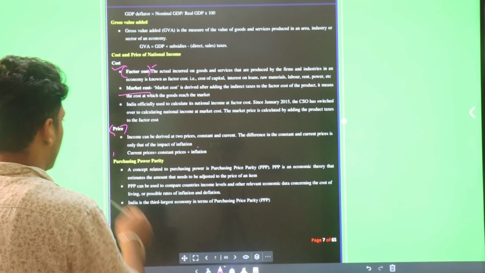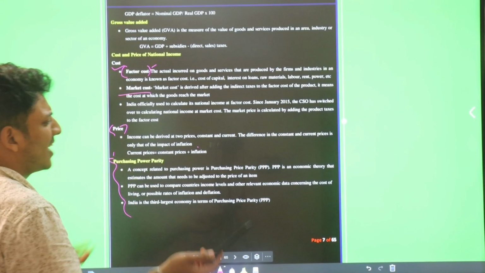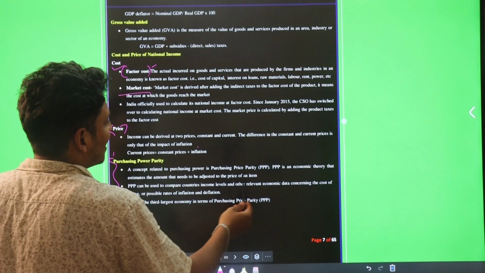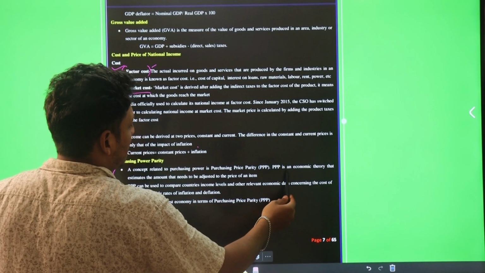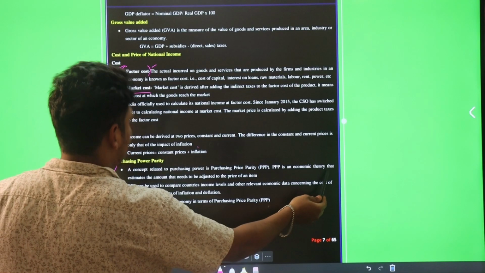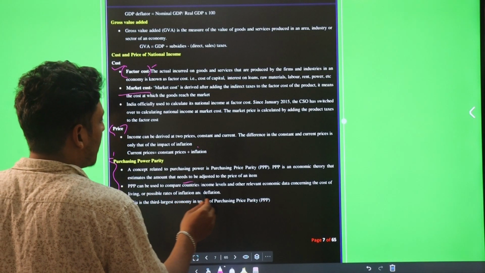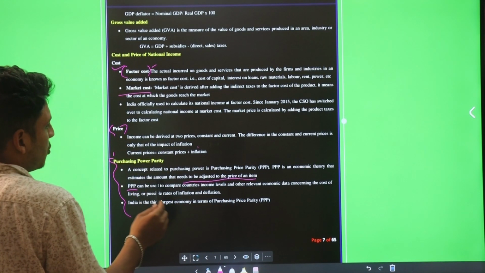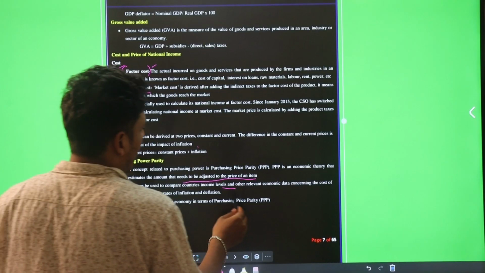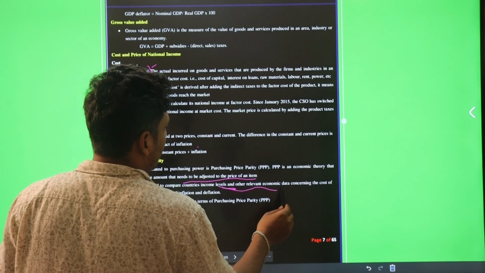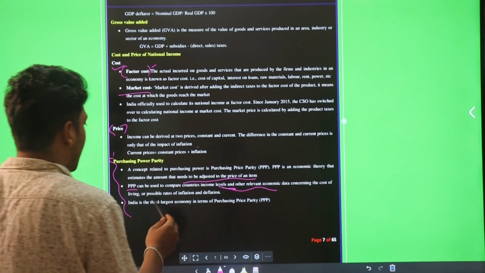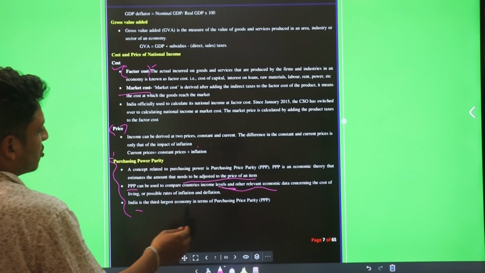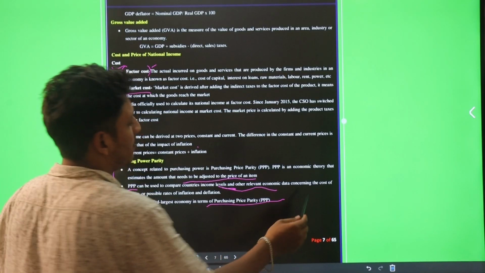Okay. Purchasing power parity. I already taught you about this. A concept related to purchasing power is purchasing power parity. PPP is an economic theory that estimates the amount that needs to be adjusted in the price of an item. A PPP can be used to compare countries' income levels, other relevant economic data concerning the cost of living, and possible rates of inflation and deflation. India is the third largest economy in terms of purchasing power parity.